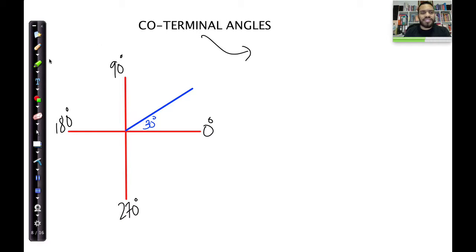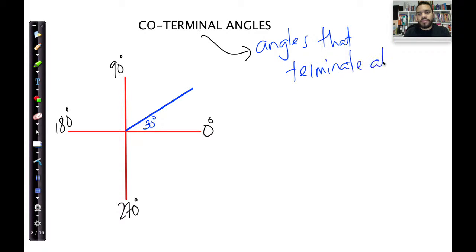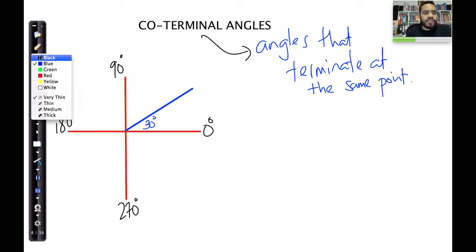So what exactly are coterminal angles? Coterminal angles are angles that terminate at the same point. Using our knowledge that moving 360 degrees means we'll end up at the same point.